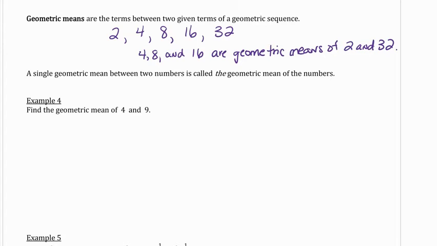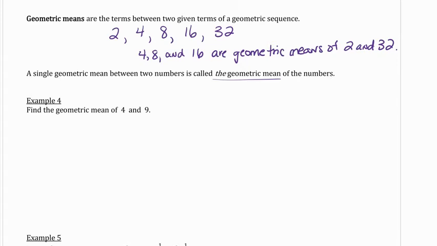Okay, and again, a single geometric mean between two numbers is called the geometric mean, right? Now, geometric mean is a little bit different because we're looking at what are we multiplying by to get the next number, right? So before we did the arithmetic mean and we found the average by adding them together and then dividing by 2.